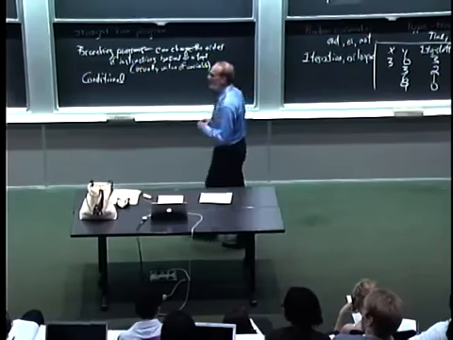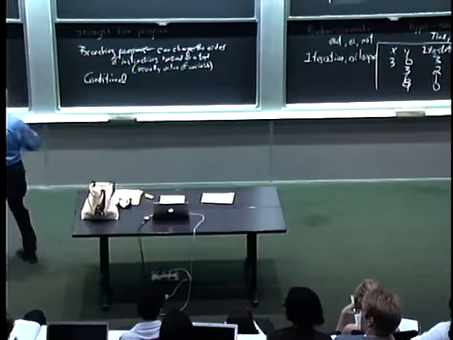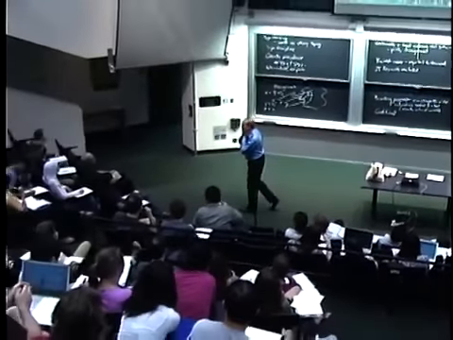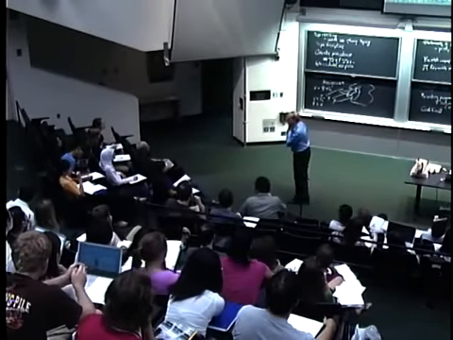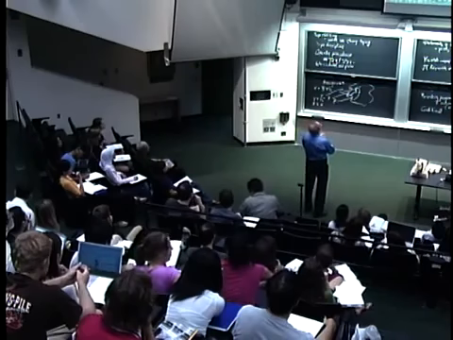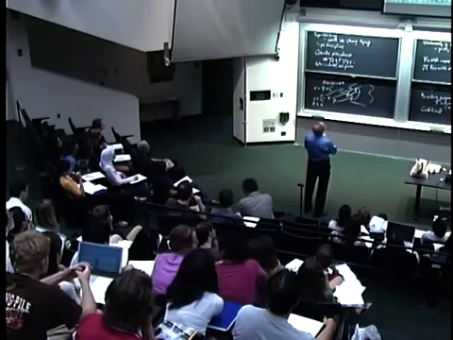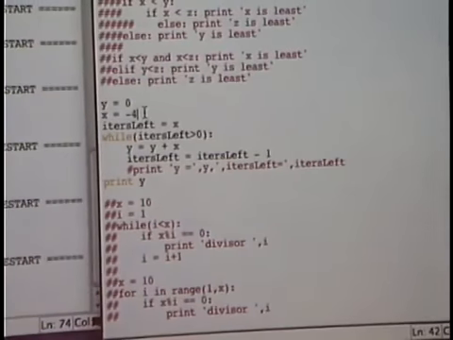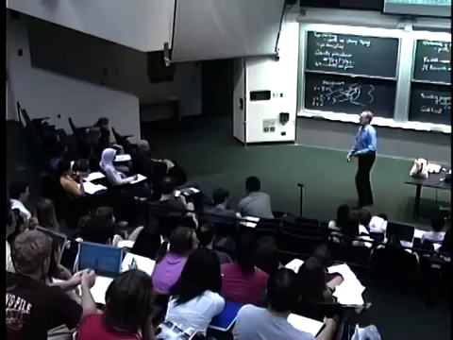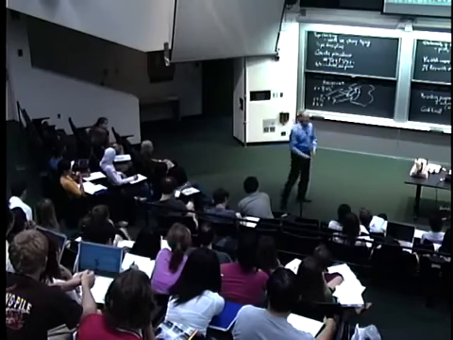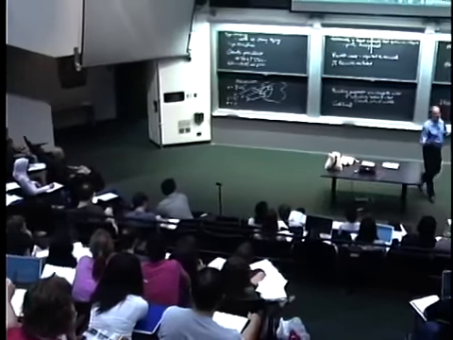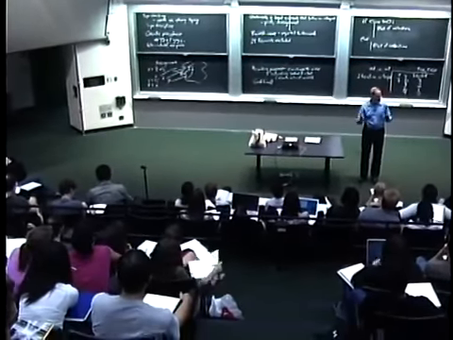Yes, ma'am? Sorry, say it again. Oh, you're absolutely right. Because I bind iters left to, yes, thank you. You caught me making an error. Yes, the point is, it's not going to work. She caught both of them, impressive. It's not going to work because iters left is already negative. It's just going to skip the whole loop, and I'm in trouble. So thank you for catching that.